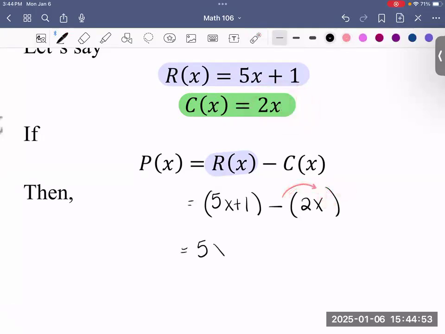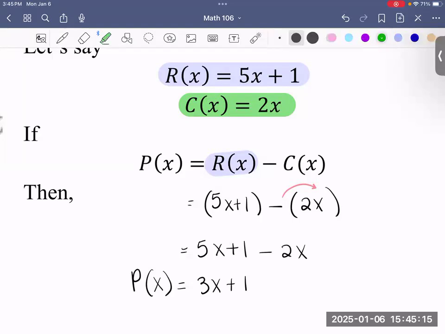We have 5x plus 1 minus 2x. Now from here, when we want to create your profit, we need to combine your like terms, meaning that we can combine 5x minus 2x to make 3x plus 1. And this would be your new profit equation. So this would be your end result, which again, you could create an equation for, or you could end up graphing now that you have the equation.